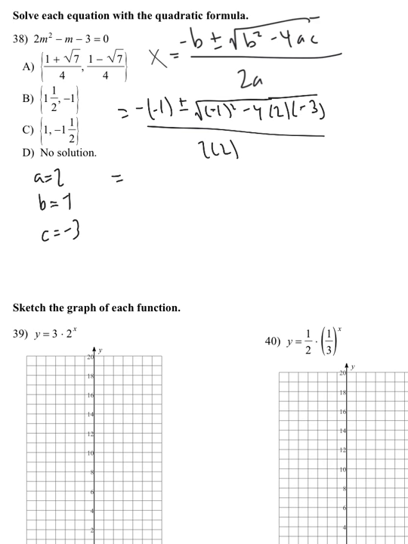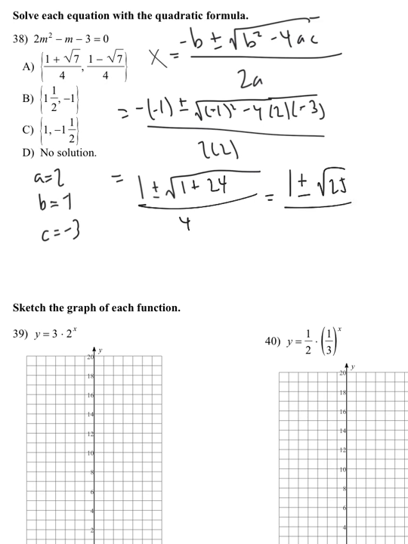Alright, so then simplifying, this is going to be 1 right here, plus or minus the square root of negative 1 squared is 1, minus, let's see, negative 4 times 2 is negative 8, and then negative 8 times negative 3 is positive 24, so this is actually plus 24. All over 2 times 2 is 4. Alright, so this is going to be 1 plus or minus the square root of 25 all over 4.